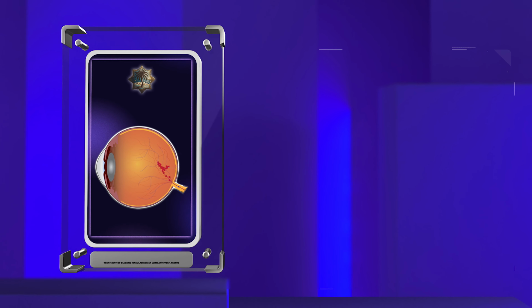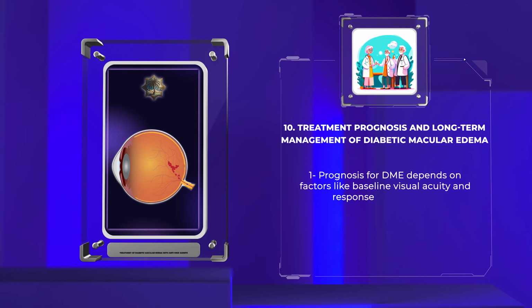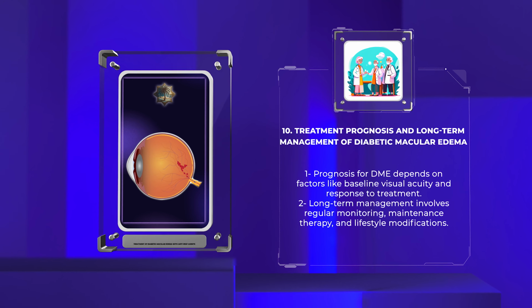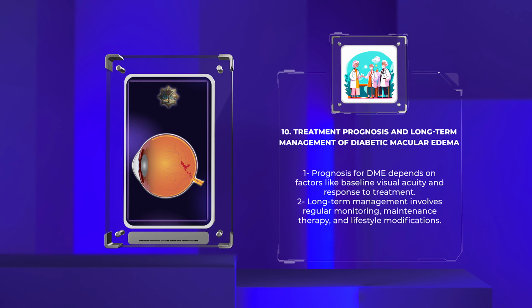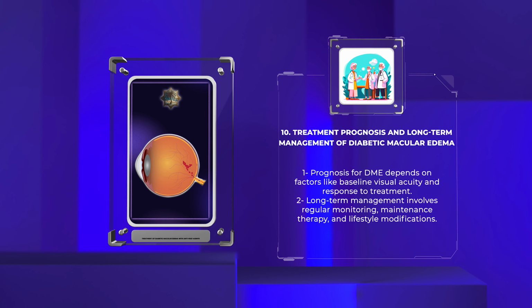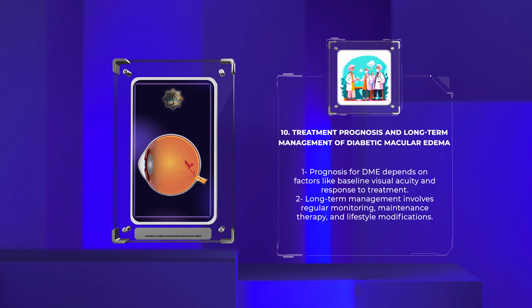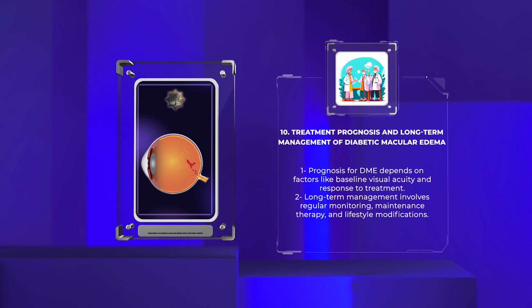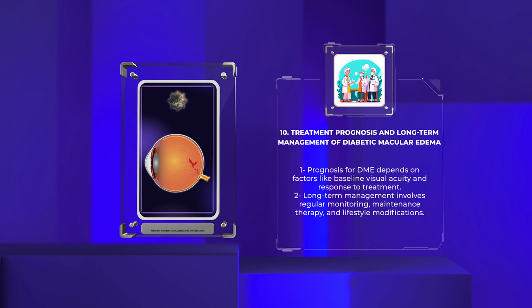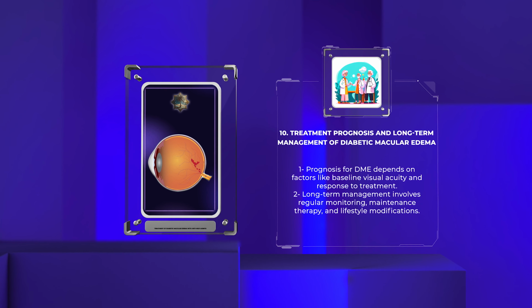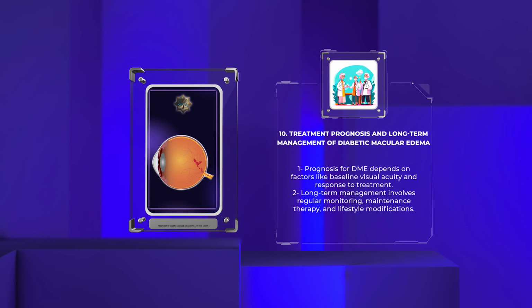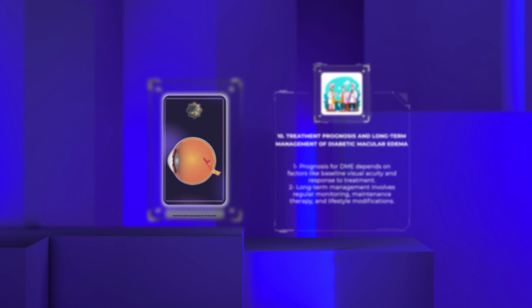The prognosis for DME largely depends on several factors, including baseline visual acuity, central macular thickness, and response to treatment. Long-term management involves a combination of regular monitoring, maintenance therapy, and lifestyle modifications, such as glycemic control and blood pressure management. Collaborative and patient-centered care is crucial to optimize treatment outcomes and maintain visual stability over the long term.